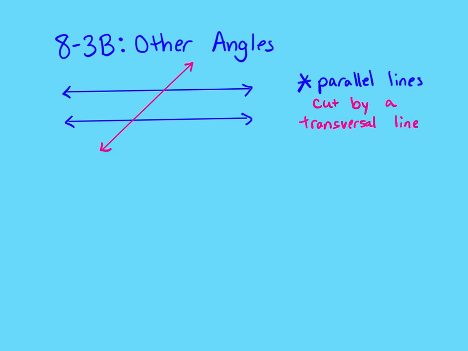Now, this set of parallel lines is cut by a transversal line. Transversal means that it crosses, so it's a line that just crosses a set of parallel lines. And in this figure, there's actually a total of 8 angles, but there's only 2 different angle measures. You'll notice that there's some acute angles and some obtuse angles.